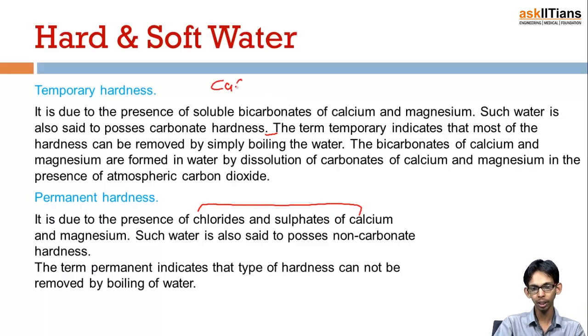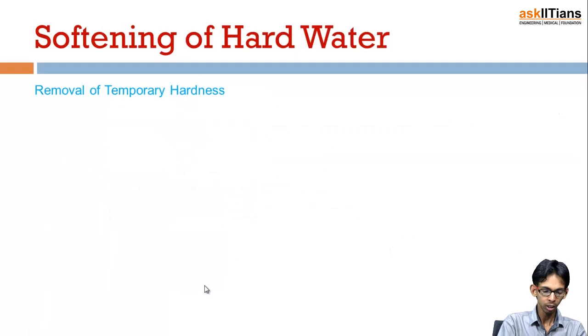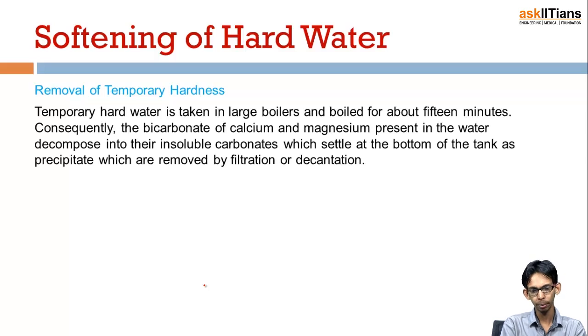So calcium carbonate will produce temporary hardness, and calcium chloride or calcium sulfate will produce permanent hardness. This hardness cannot be removed by just boiling water. Okay, so the first thing is removal of hardness, and the first is removal of temporary hardness. We have told you that temporary hardness can be removed by just boiling the water for 15 minutes.